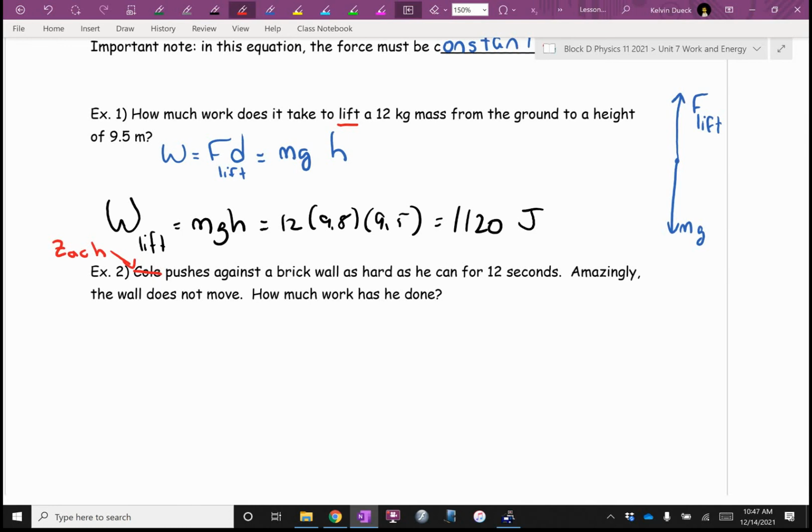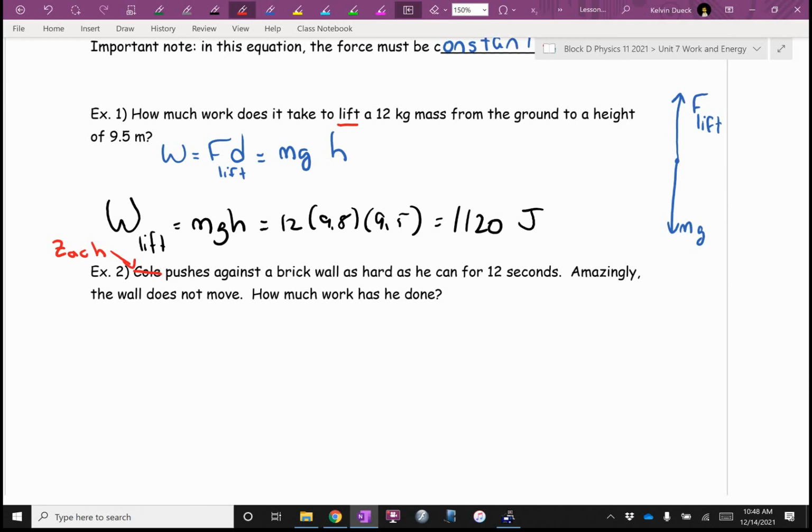Zach, could you stand up for me, please? Behind you is a brick wall. It's painted over, but there's brick underneath there. Can you find an empty spot on the wall? Push against it as hard as you can, keep pushing for 12 seconds. Push. 1, 2, 3, 4, 5. Push harder. 6, 7, 8. Keep pushing. 9, 10, 11, 12.